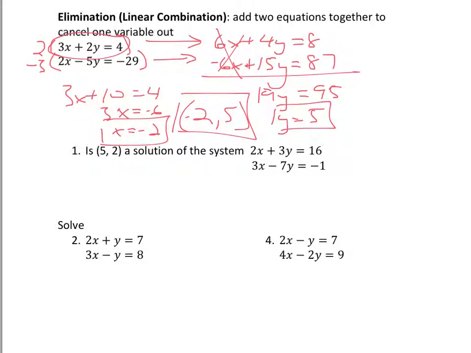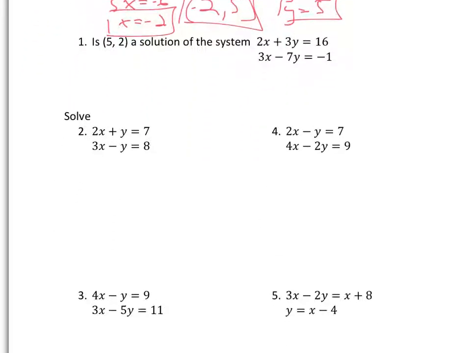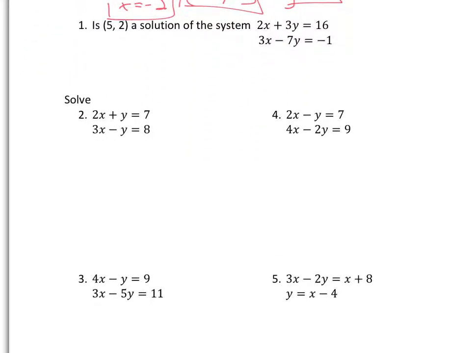Either way works. Alright, just a couple more examples here. First one: is (5, 2) a solution to this system? All that has to happen here is you take the 5 and plug it into both the x's, take the 2, plug it into both the y's, and test to see if it works. So we've got 5 times 2 is 10. You can just do it this way.